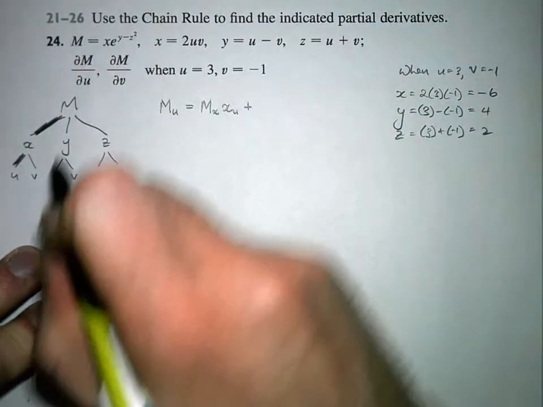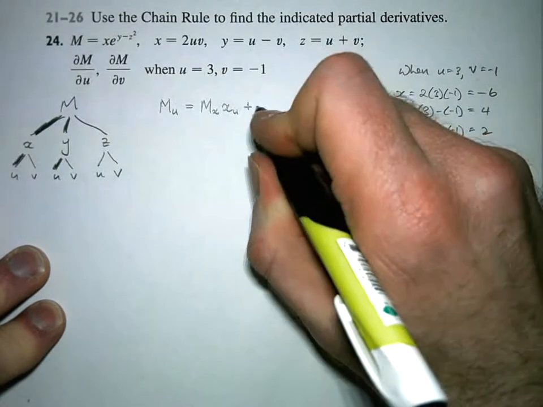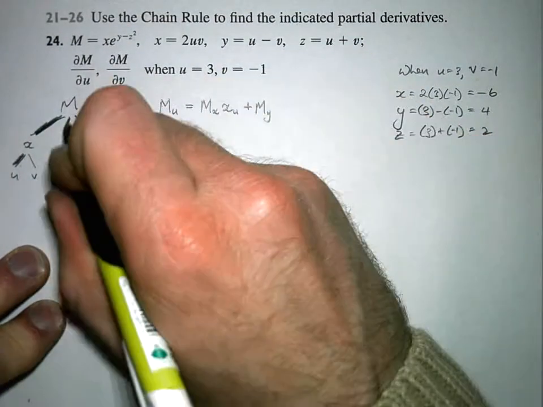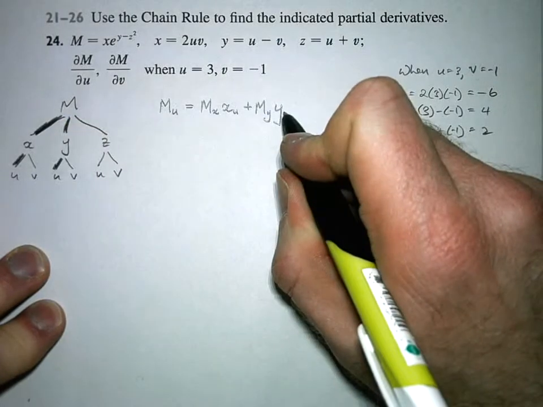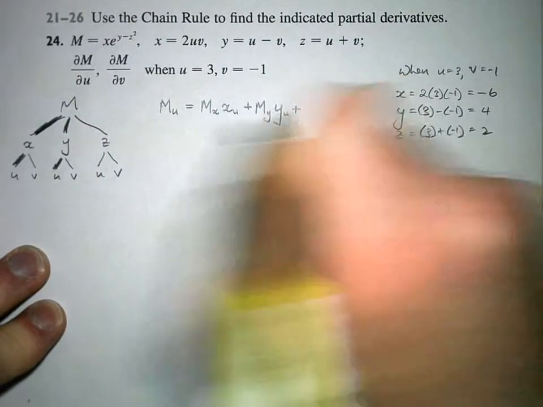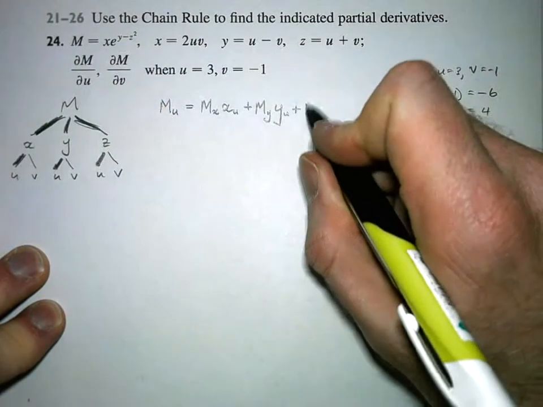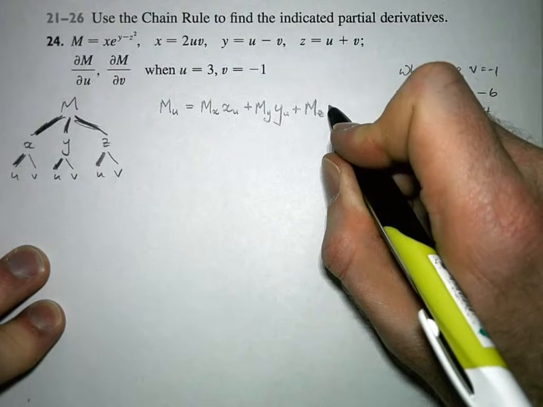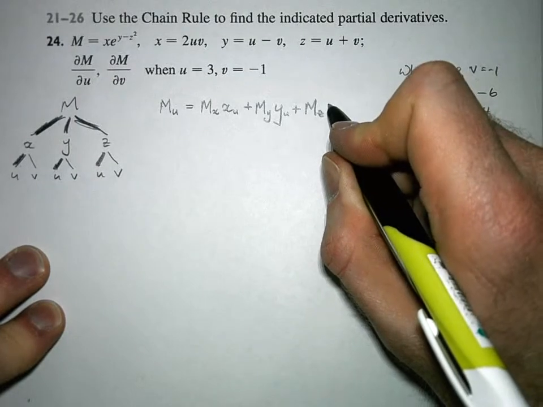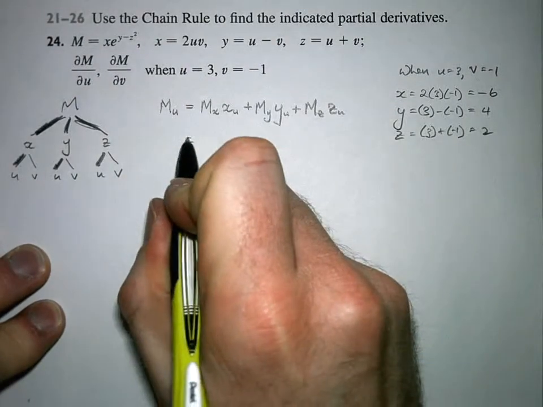Plus, what other chains are there? Well, we could also get to u down here via y. So that gives us the partial derivative of m with respect to y multiplied by the partial derivative of y with respect to u, plus finally our last chain, where we go along the right hand side down to u, and we get the partial derivative of m with respect to z times the partial derivative of z with respect to u.